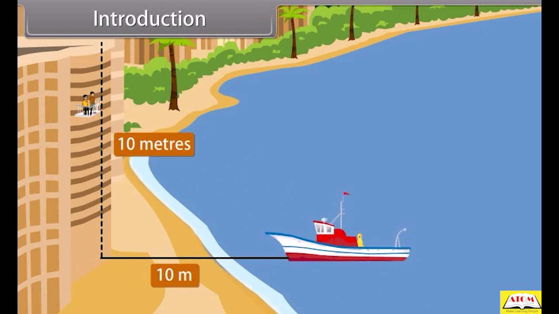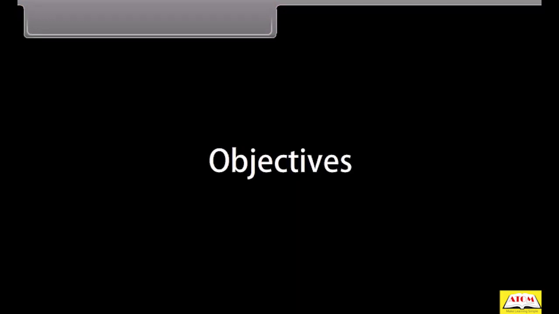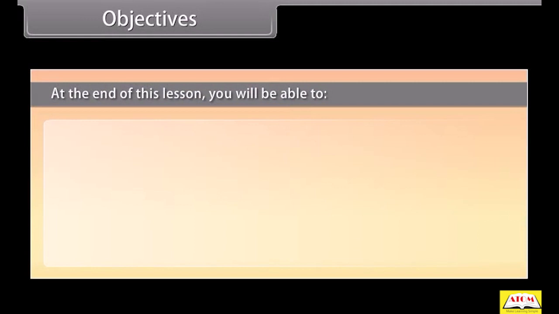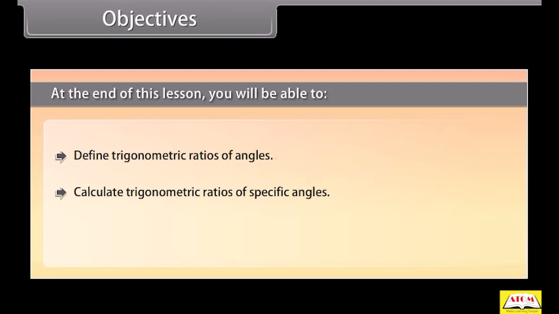In this lesson, you will learn about the relationship between angles and sides of a triangle. Objectives. At the end of this lesson, you'll be able to define trigonometric ratios of angles, calculate trigonometric ratios of specific angles, compute trigonometric ratios of complementary angles.